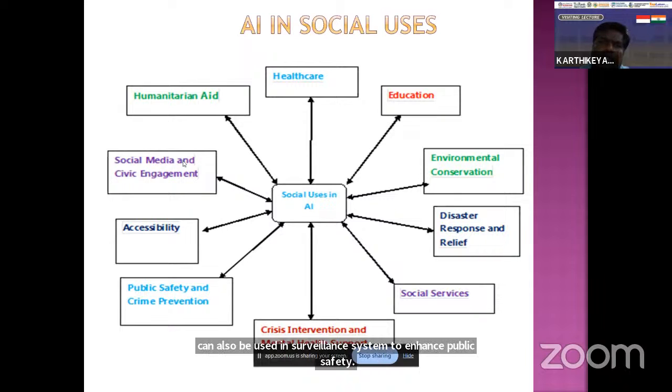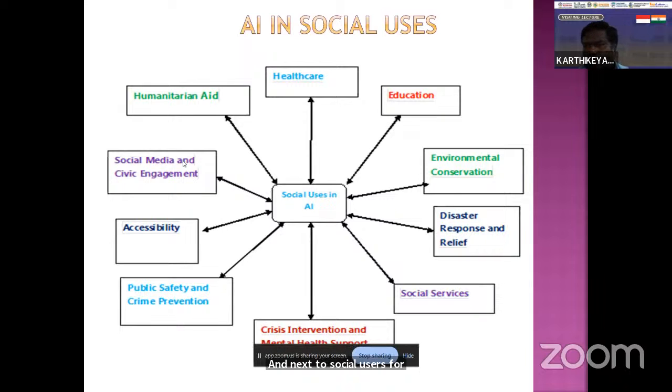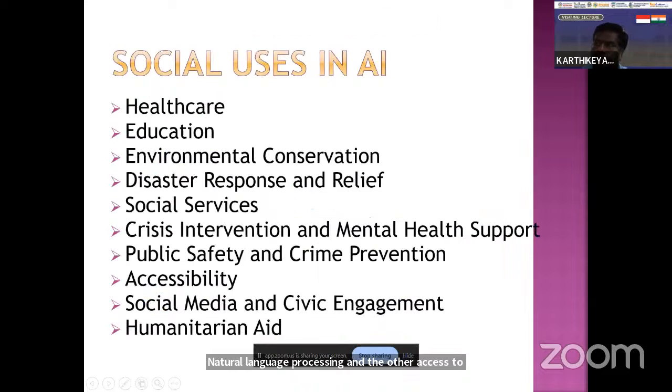And next, social uses for accessibility in AI. AI technologies can help make information and services more accessible to people with disabilities by providing speech recognition, natural language processing, and other assistive technologies.